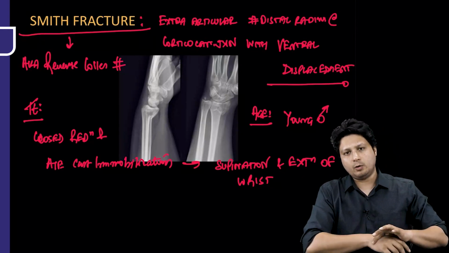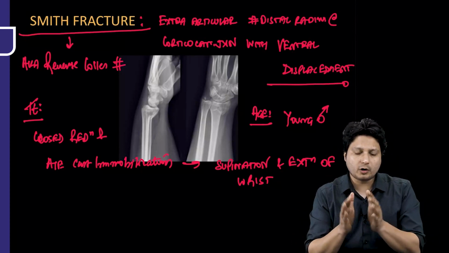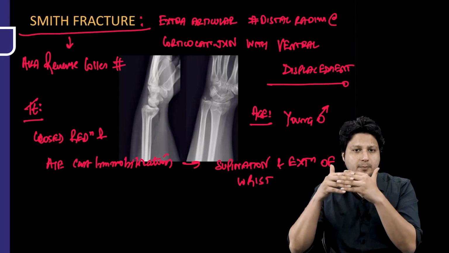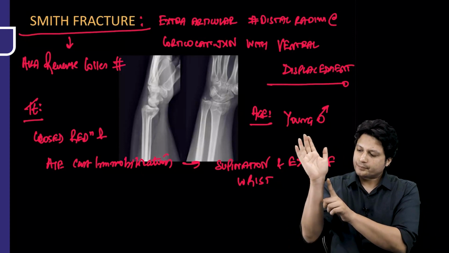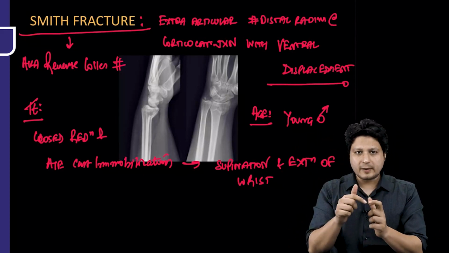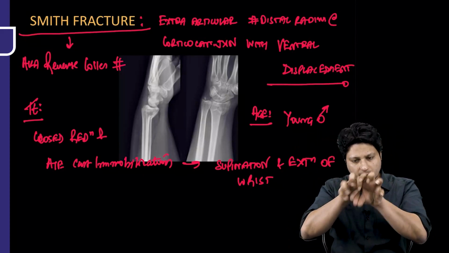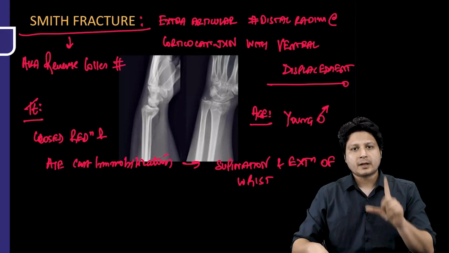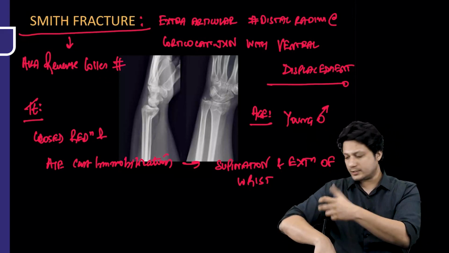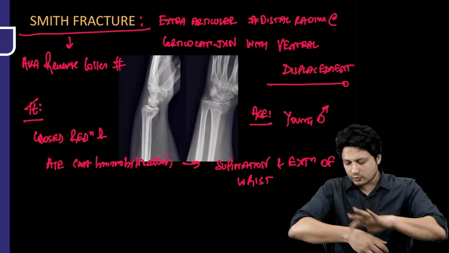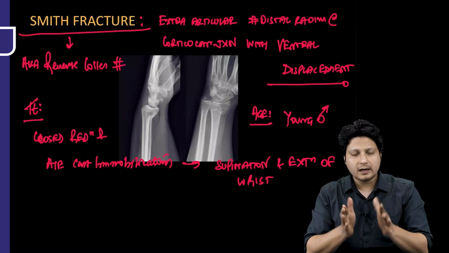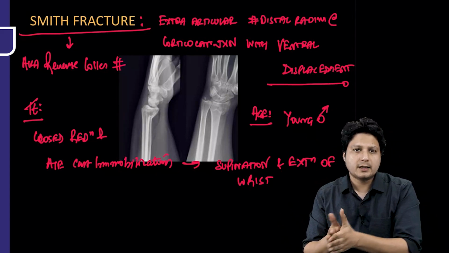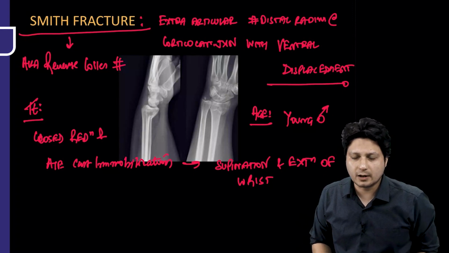Then why above elbow? Why not below the level of the elbow? Because in order to relax the brachioradialis muscle. You know, this ventral displacement is because of the pull by brachioradialis. Brachioradialis is taking its origin above the level of the elbow. So this also needs to be immobilized in order to hold the fragment reduced. That is why an above elbow cast is required.